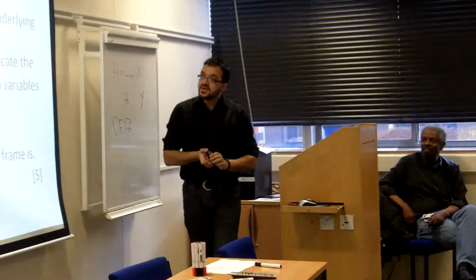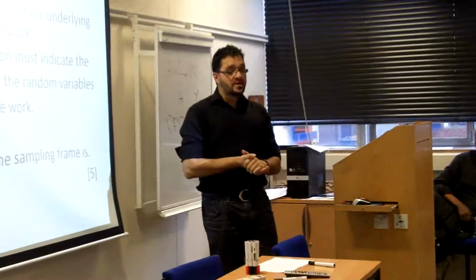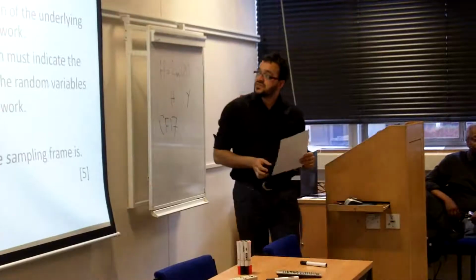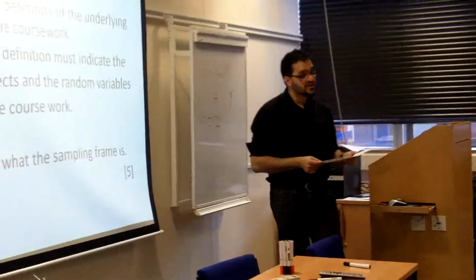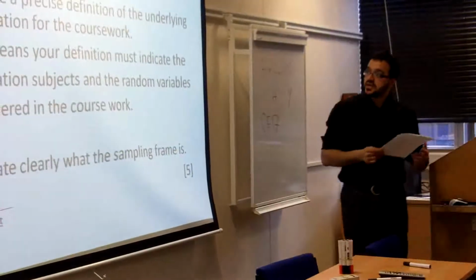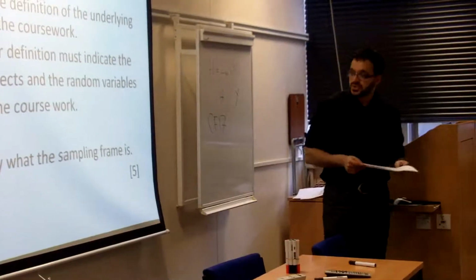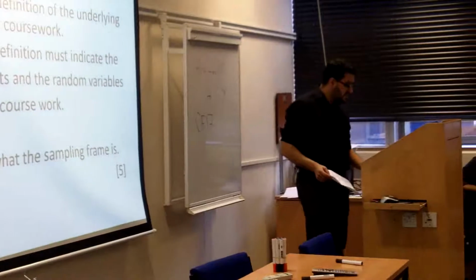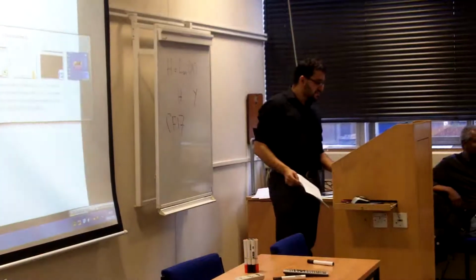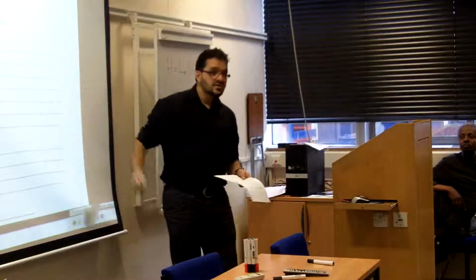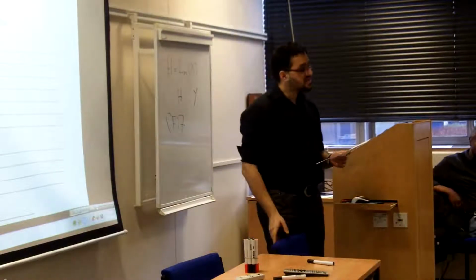Can you come closer? Okay, right guys, with regard to the coursework, the first thing you need to do is include a precise definition of the underlying population of the coursework. So explaining the coursework is about GDP, what are the subjects and the random variables in the coursework. If you look at this layout, where you've got space, your coursework should explain what is the population.